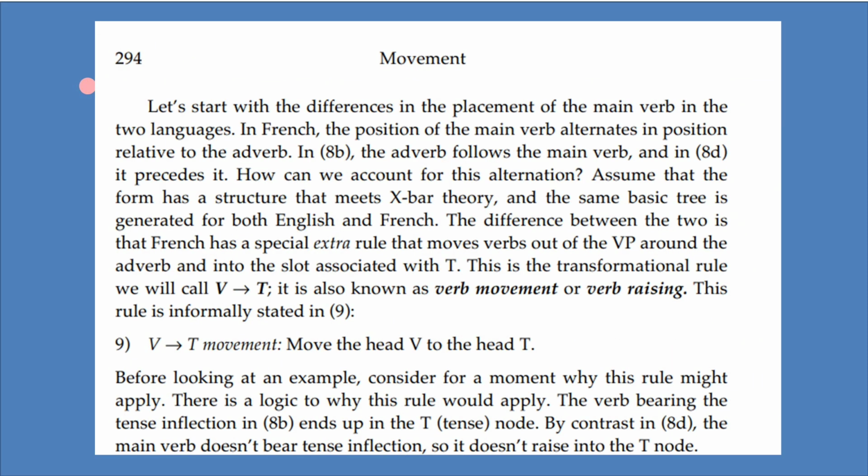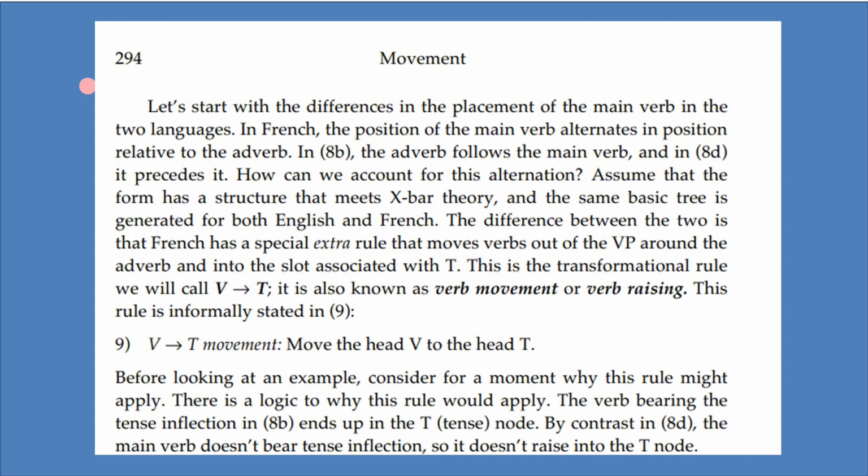Let's start with the differences in the placement of the main verb in the two languages. In French, the position of the main verb alternates relative to the adverb. In 8b, the adverb follows the main verb, and in 8d, it precedes it. How can we account for this alternation? Assume that the two languages have a structure that meets X-bar theory and the same basic tree is generated for both English and French. The difference between the two is that French has a special extra rule that moves verbs out of the VP around the adverb and into the slot associated with T.